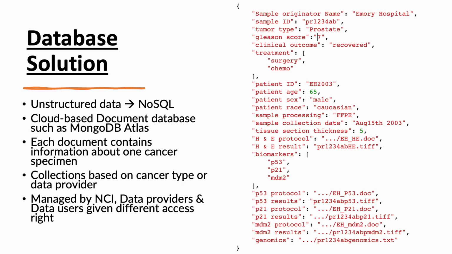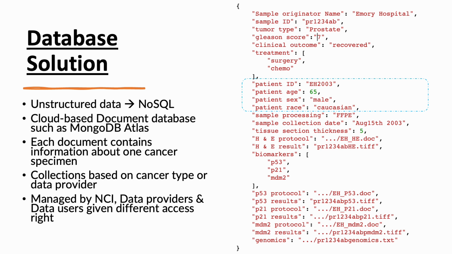Shown here is an example of a document. The MongoDB database accepts different types of documents, and this one is a JSON. In here, the data elements were saved as key value pairs. The first block shows the general information of this sample. Where does it come from? What's the ID, and the tumor type. Here it's prostate cancer. And the Gleason score, which is the indicator of how advanced the cancer is. And the clinical outcome, the treatment strategies.